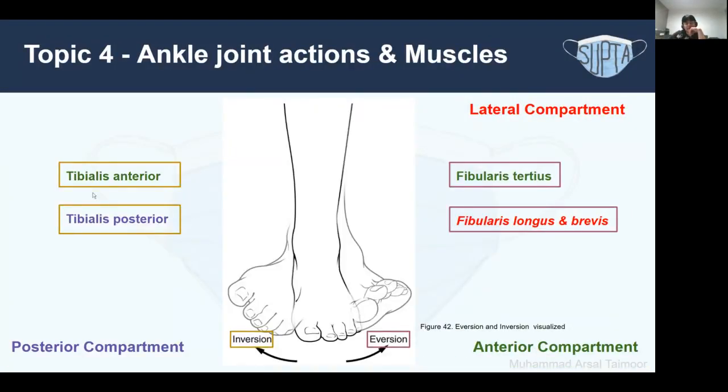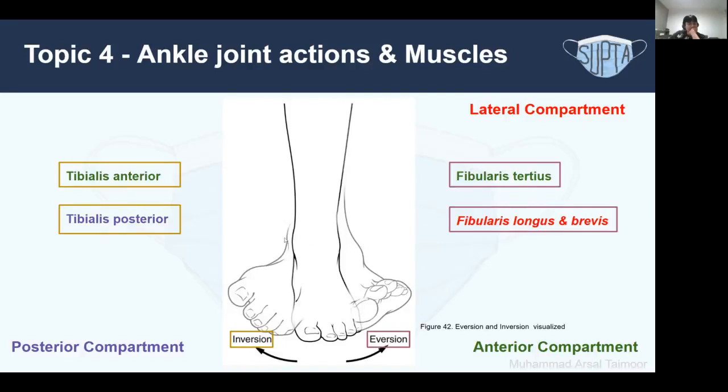So tibialis anterior, remember, tibial bone meaning, and anterior meaning anterior compartment over the tibia, and then tibialis posterior. So in terms of inversion and eversion, the tibialis anterior and posterior are responsible for inversion, and then the fibularis tertius, part of the anterior compartment, so with the tibialis anterior, and the fibularis longus and brevis, which are part of the lateral compartment, will evert. So it can be a bit confusing because they're different compartments, but they do different things.